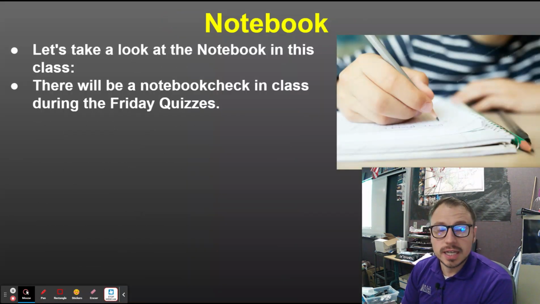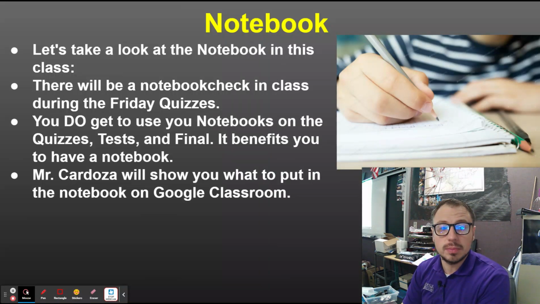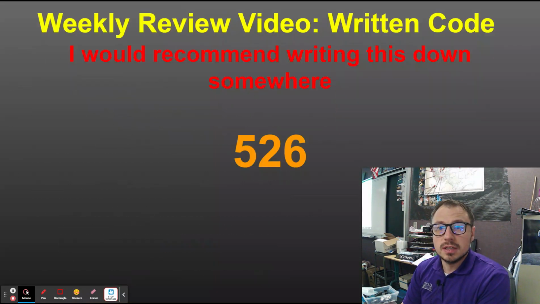So remember, when you're looking at the slide or watching the videos, some of the text is in green. Those are the big ideas, the key concepts that should be written down in a notebook if you're taking notes. So this is the written code. I would recommend you write this down somewhere.